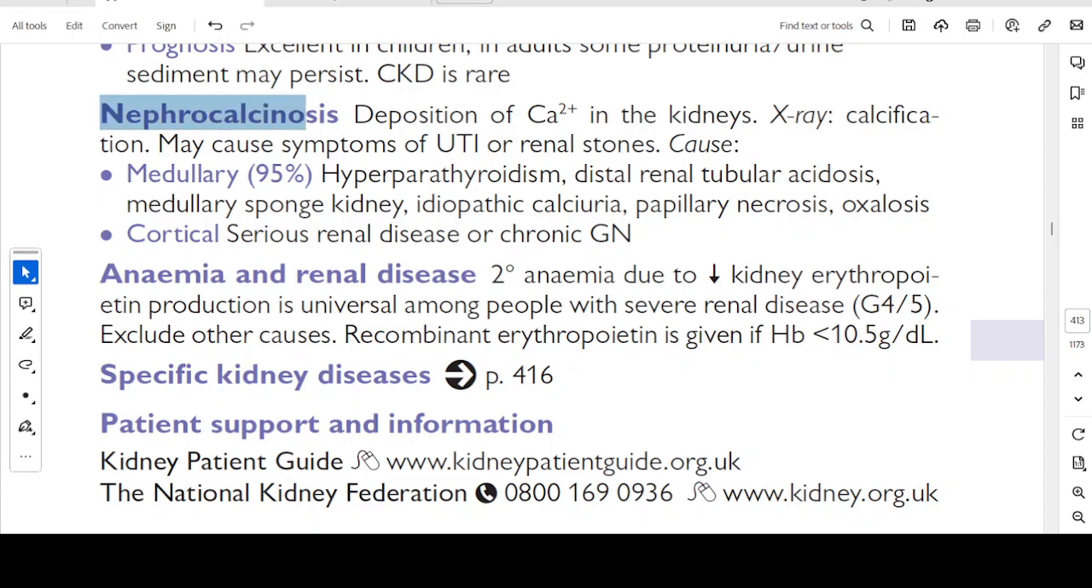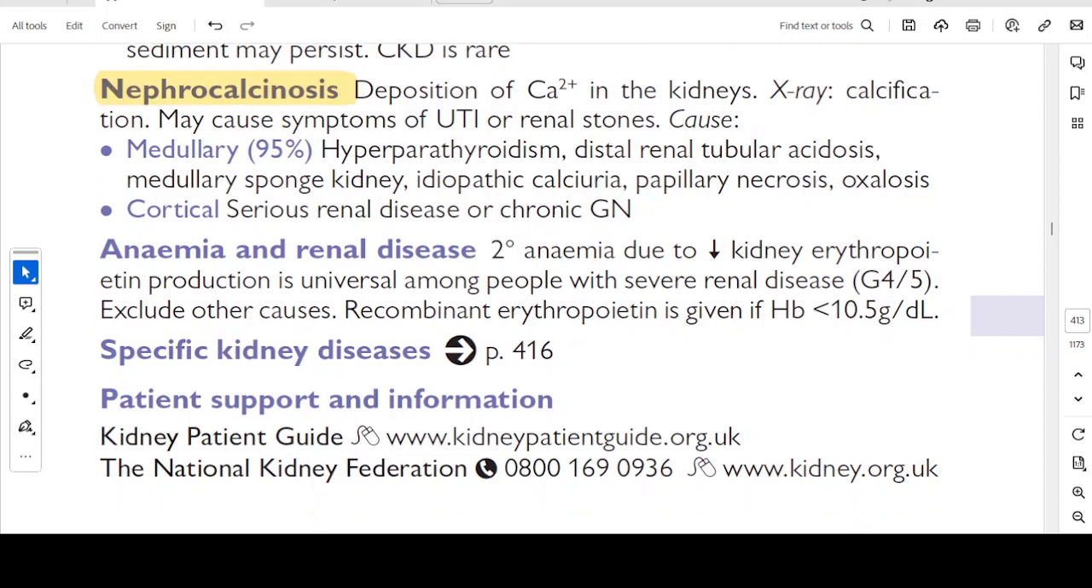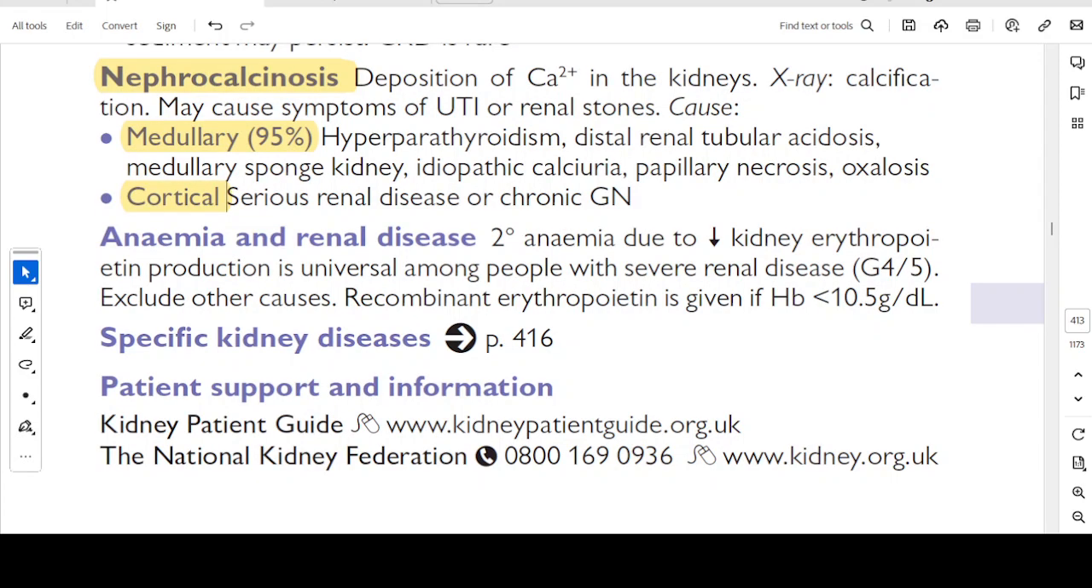Nephrocalcinosis is deposition of calcium in the kidneys. X-ray calcification may cause symptoms of UTI or renal stones. The cause of medullary nephrocalcinosis is hyperparathyroidism, distal renal tubular acidosis, medullary sponge kidney, idiopathic calciuria, papillary necrosis, or oxalosis. In cortical nephrocalcinosis, the cause is serious renal disease or chronic glomerulonephritis. So most nephrocalcinosis is medullary, due to these causes.